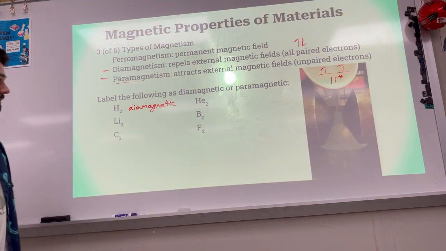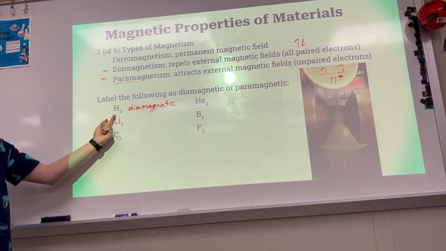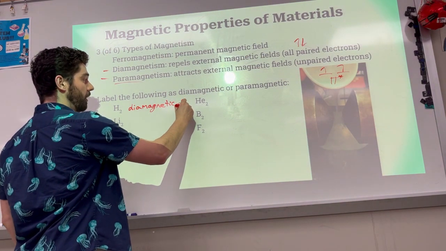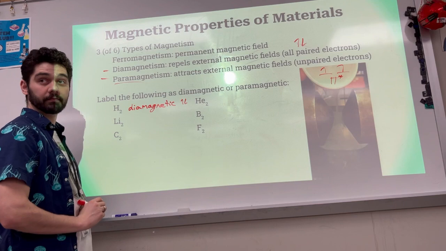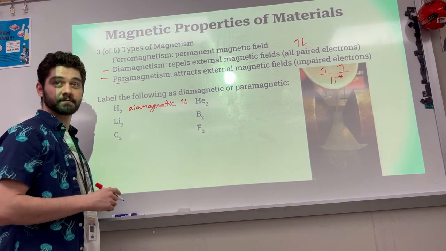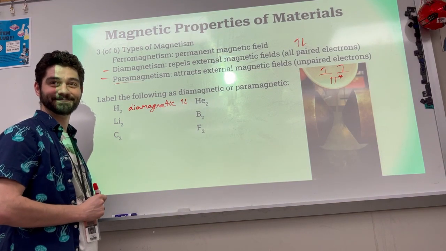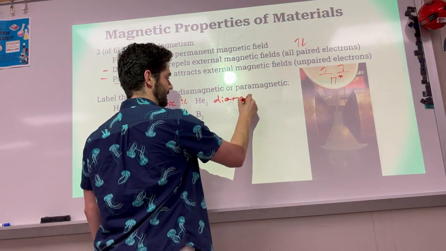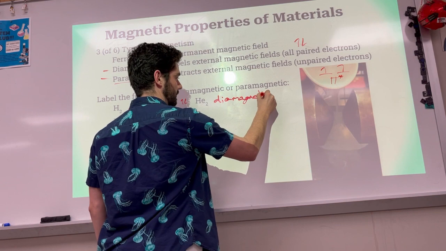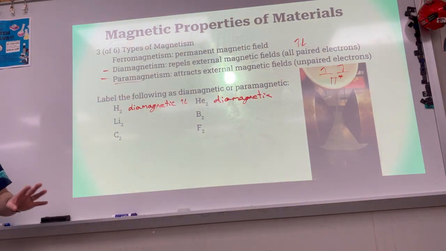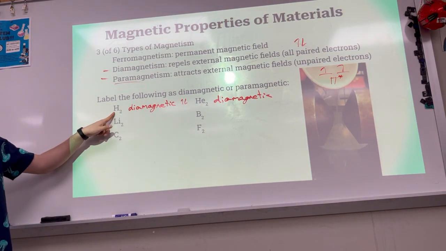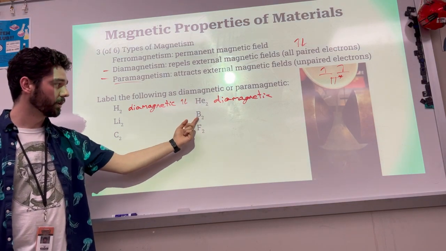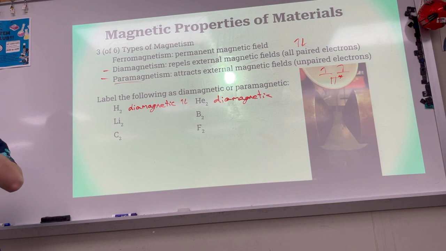Am I right about hydrogen? Yeah, it should have all pairs like that in its diagram. You're double checking your notes because you take notes, right? Also, remember, we're not classifying these elements, we're classifying these molecules. Helium and helium-2, or boron and boron-2, are not the same thing, okay? So make sure you keep that straight.